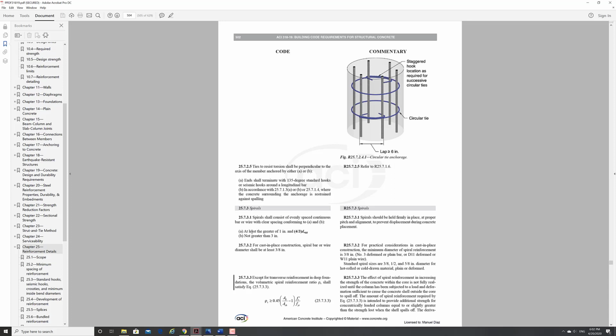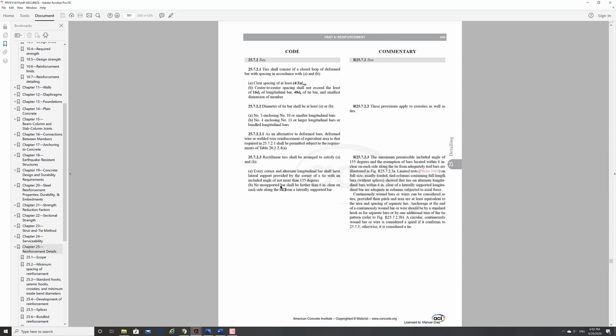So all these things that I talk about, the distances and the clear distances and all that, they're all here. The hooks, the 135 degree standard hooks, right? So we have to use those. So all that about detailing is here.